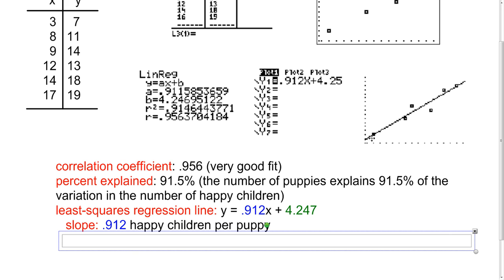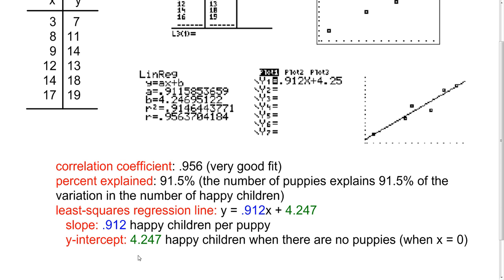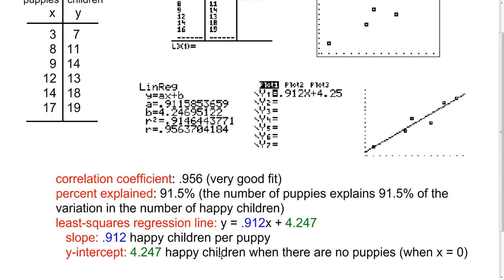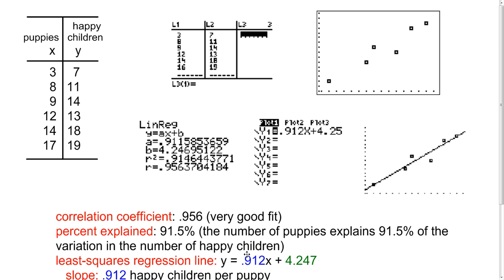But we have a y-intercept. We didn't start at 0. So our y-intercept is 4.247. And what that means is that's the number of happy children we had when there were no puppies at all, which means x equals 0. So just like in a normal line, if you plug in x equals 0, your y-intercept is the b term on the outside. Same thing here, 4.247. And since our y term is the number of happy children, our y-intercept is going to be a number of happy children. And that is correlation with regression.